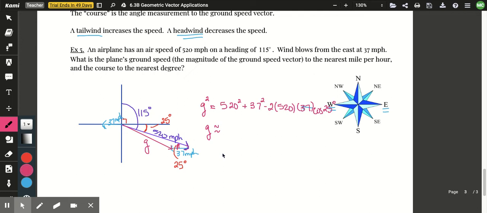I'm not as good at typing on a touchscreen calculator as I am on the one with the physical buttons, so it takes me a little while. Okay, so for that one, for the ground speed, I got 486.718.